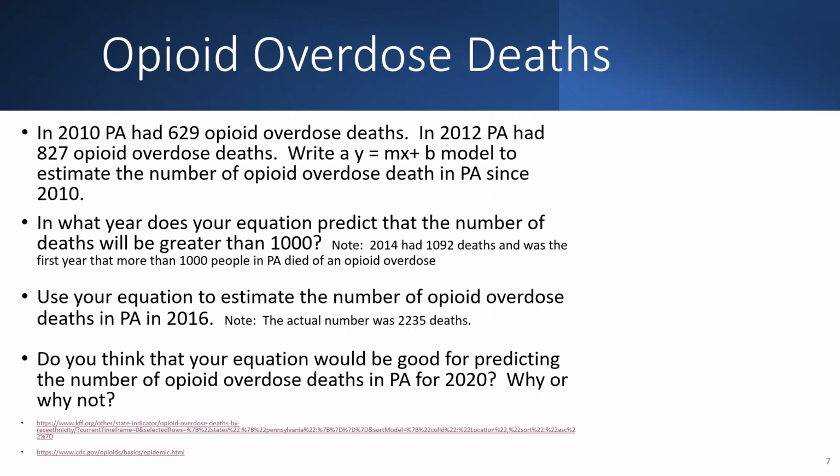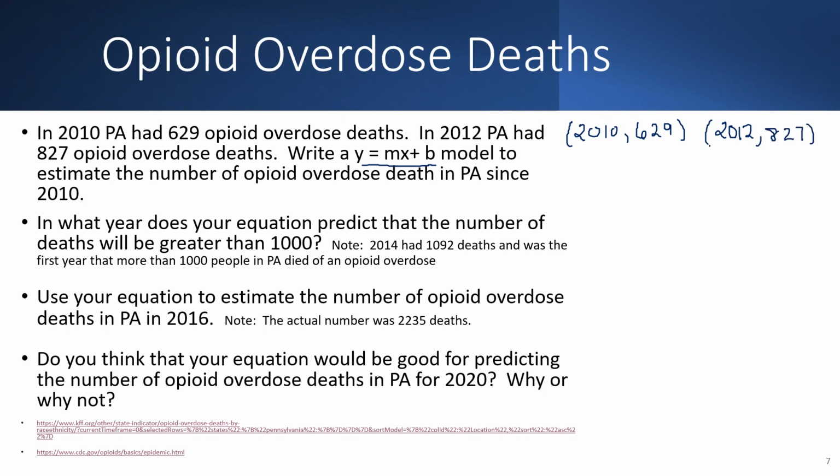But I do see that in writing a linear model, they are giving me data that appears to be ordered pairs, and that is going to be helpful as I try to come up with some algebra that's going to capture this data. So the first group of numbers that goes together is 2010. And Pennsylvania saw 629 deaths due to opioid overdoses that year. And then in 2012, that number increased to 827.